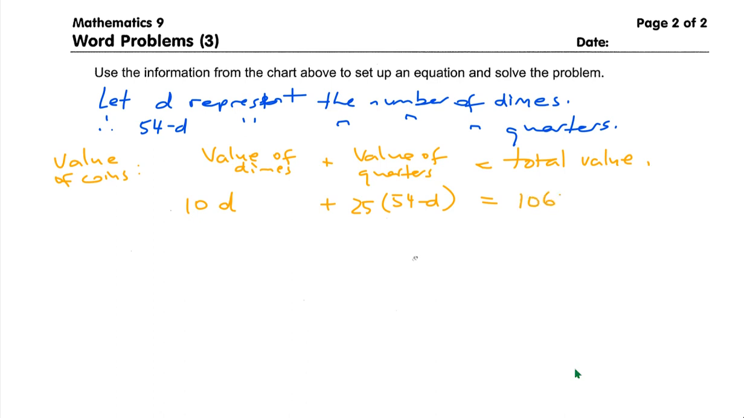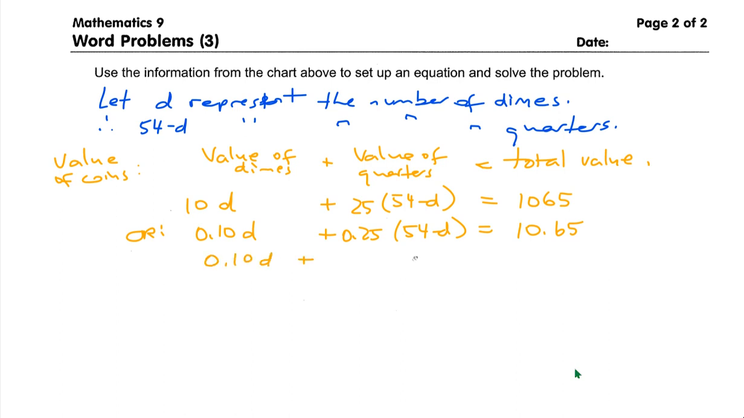And if we're working in cents, it would look like this, right? We'd have to write the total value also in cents. Or you could work in dollars, so 0.10D plus 0.25 times 54 minus D equals 10.65. Okay, up to you. It's the same thing, but just be consistent. It's either cents or it's dollars. Okay, so let me work with the second equation. It's the same thing. So I'm just going to expand this out.